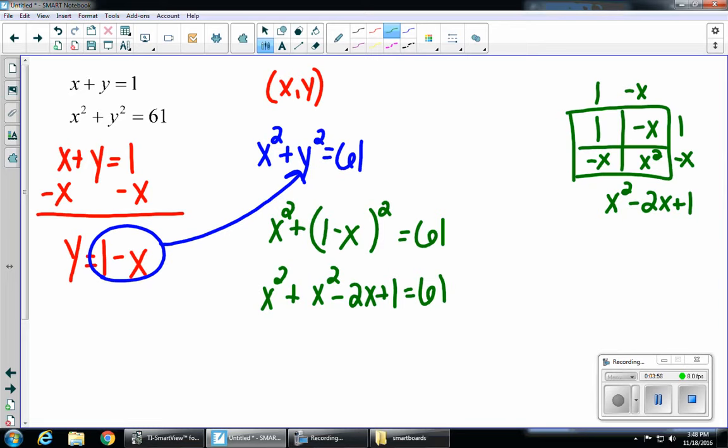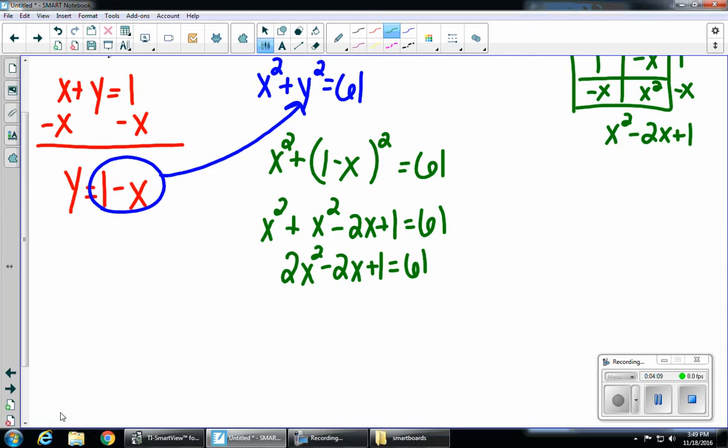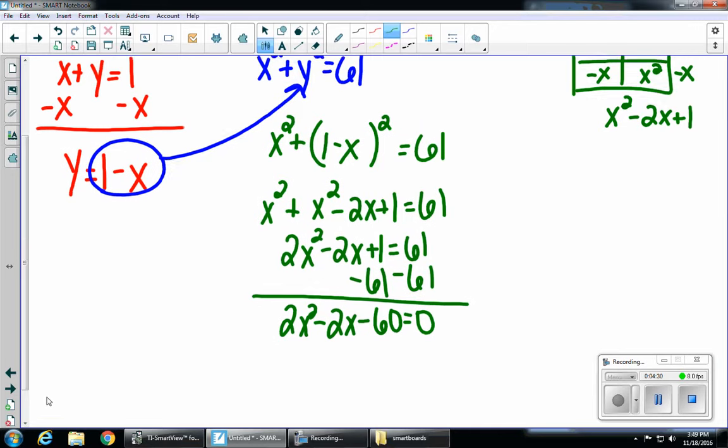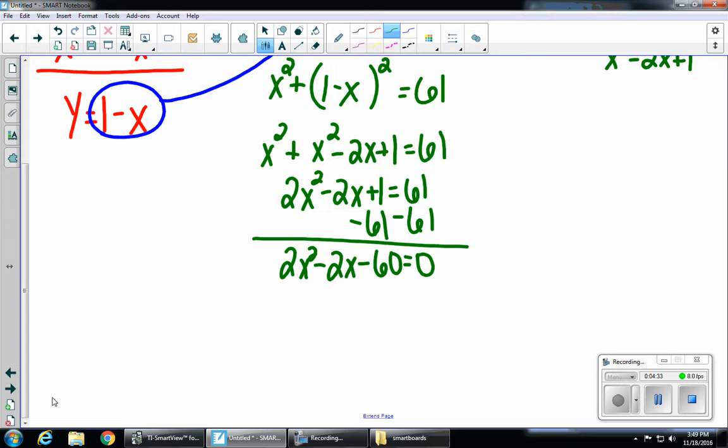On the left side, I can combine like terms: 2x squared minus 2x plus 1 equals 61. Now, I want to set it equal to 0 because whenever I see an x squared, I know I have to have it equal to 0. So I'm going to subtract 61 from both sides and get 2x squared minus 2x minus 60 equals 0. My next step is to factor. If I look, I have a GCF. All 3 of those terms can be divided by 2. So I'm going to factor out a 2. And then I'm left with x squared minus x minus 30 equals 0.